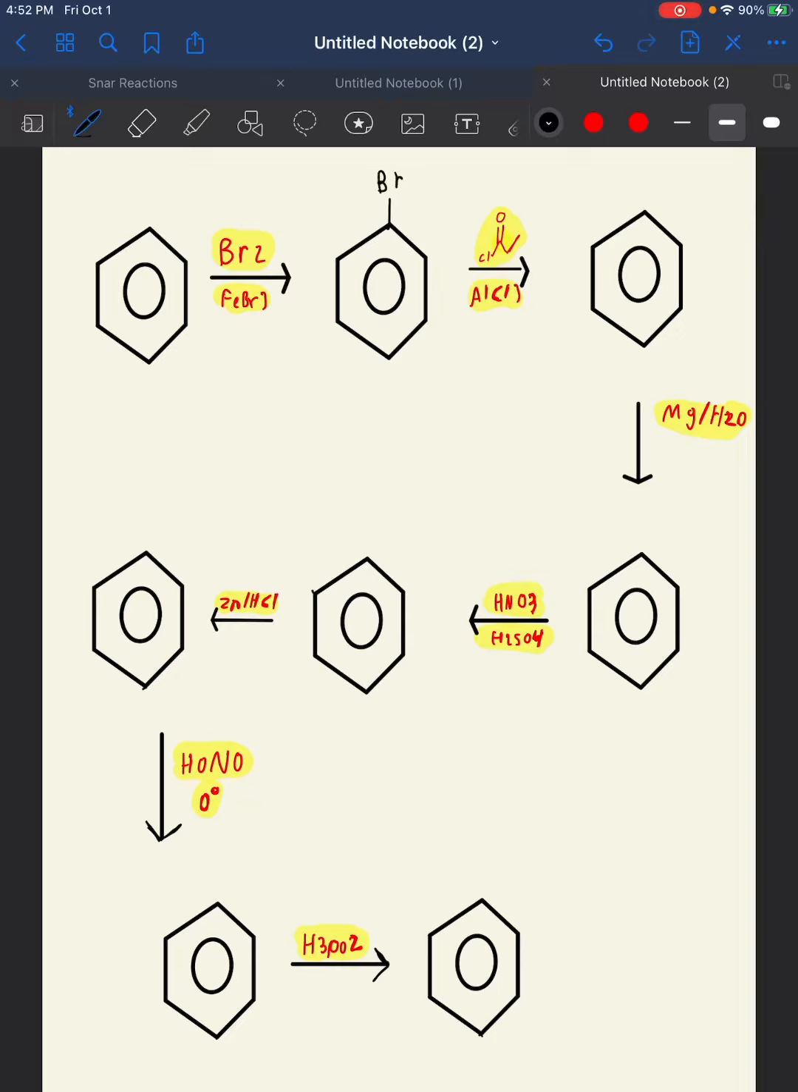After that, you're then going to do an acylation, and since we have a Br on here now, that means it prefers to either add on ortho or para, but due to sterics, it's going to add on at the para position.